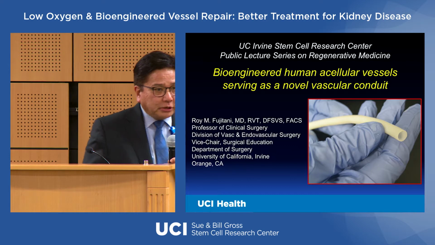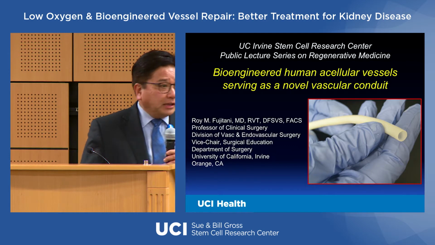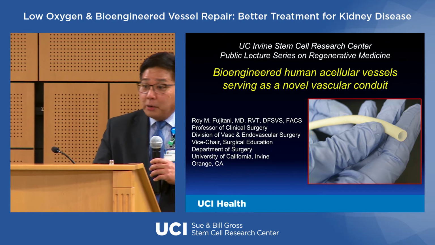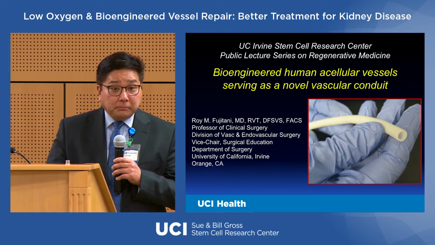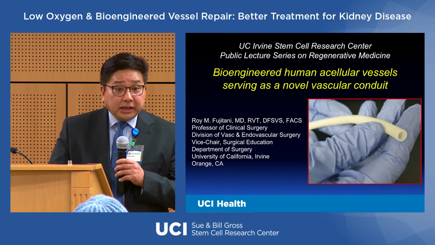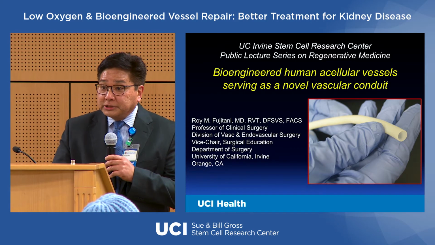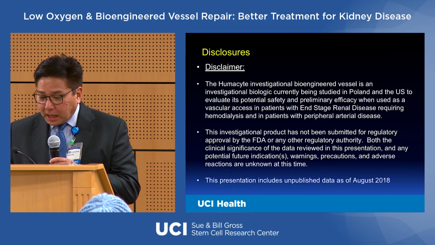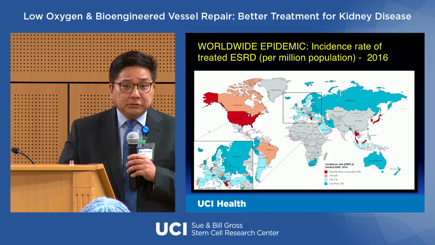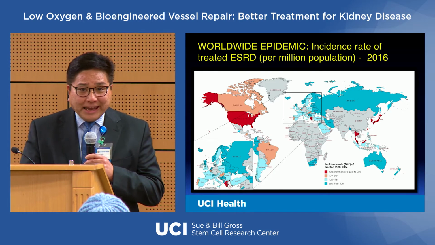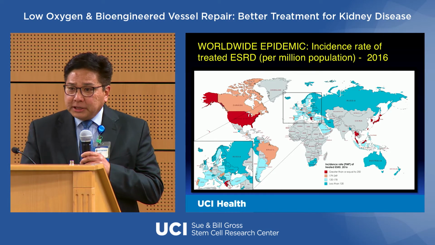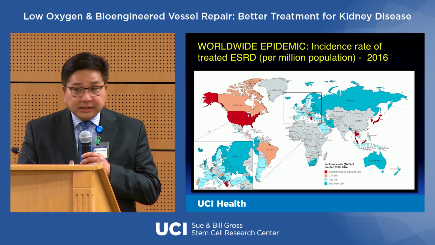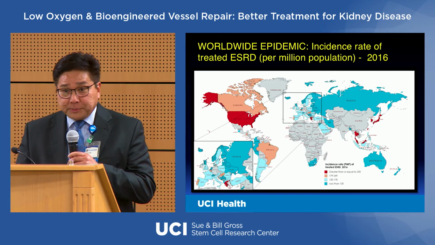I'm going to change gears a little bit. I'm a clinician. I'm a vascular surgeon. What that means is on a daily basis, I see patients and I operate on their vascular system. One of the areas where I take care of patients is those who might have advanced kidney disease. Just a disclaimer, one of the things I'm going to be talking about is a product called a human acellular vessel. This is a conduit, a blood vessel, that has not yet been approved by the FDA, but this is something that we have done in the translational spectrum.